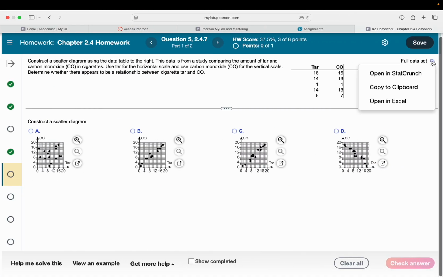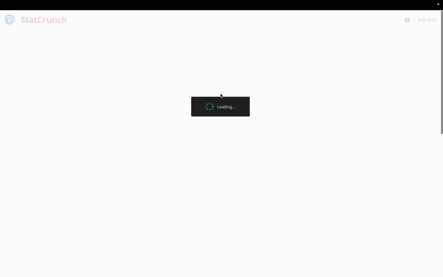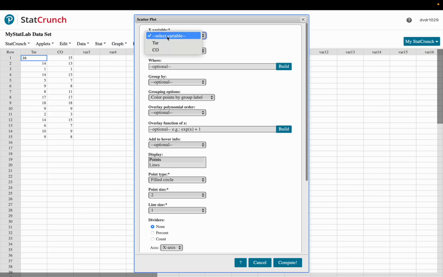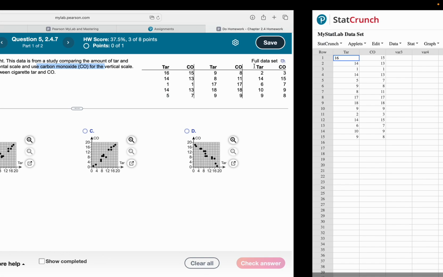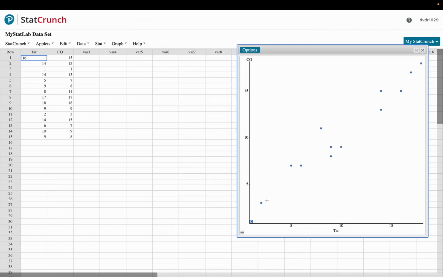And once again, we can look at some examples here and open them up in StatCrunch. And honestly, you're going to go right to scatterplot. Your X will be probably the tar, and your Y will be the CO, and we'll confirm that by looking at the graphs. Let's see here. It says use tar for the horizontal scale, carbon dioxide for the vertical scale. So there we go. Tar for X, CO for Y. That's a pretty tight positive relationship.